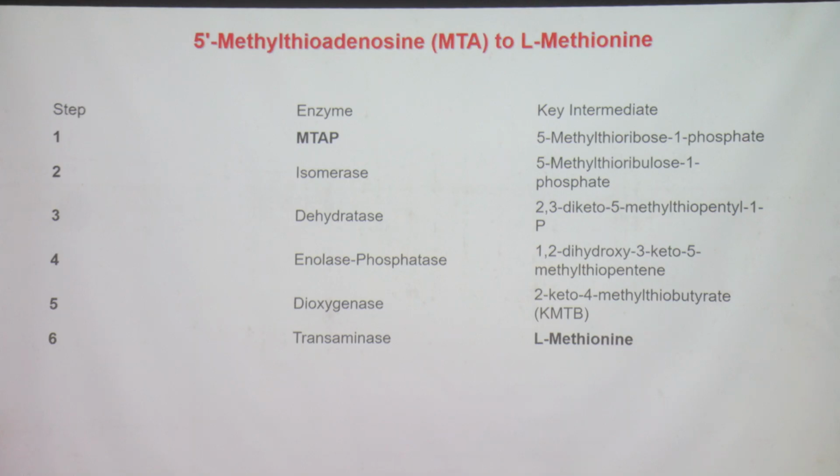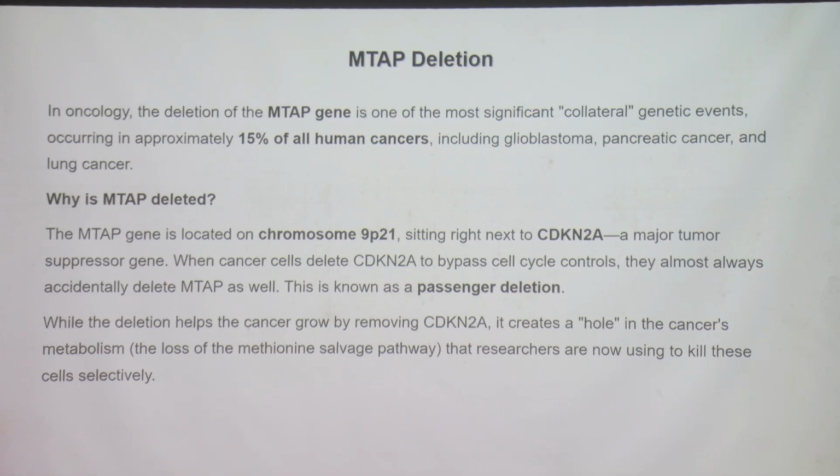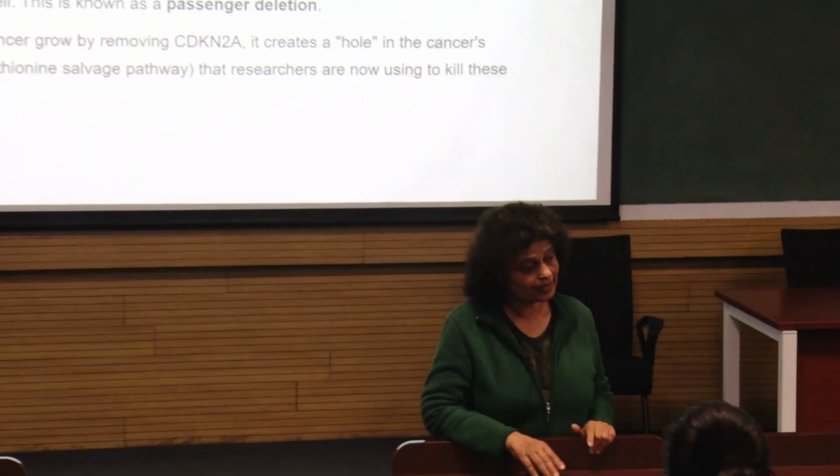So let's look at the synthetic lethality here. So what happens is that the MTAP gene is deleted in 15% of all human cancers. Now here is the funny part. MTAP is not a tumor suppressor. So why would tumor cells delete MTAP, right? So actually they are trying to delete CDKN2A, which is a tumor suppressor. MTAP is just next to it. So when tumor cells delete CDKN2A, they accidentally delete MTAP also. So that is like just by being in the proximity, that also gets deleted.